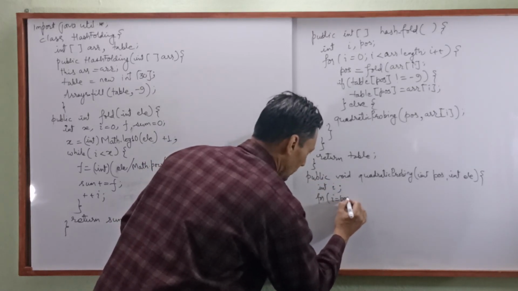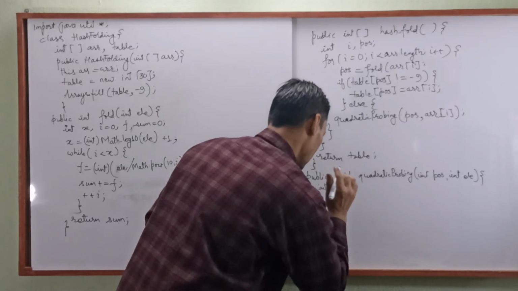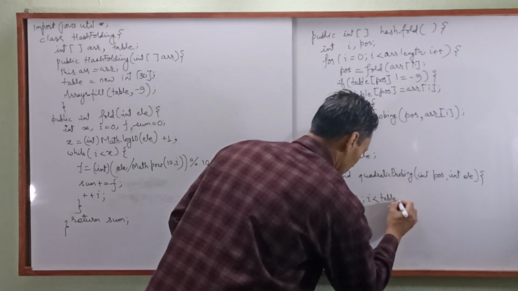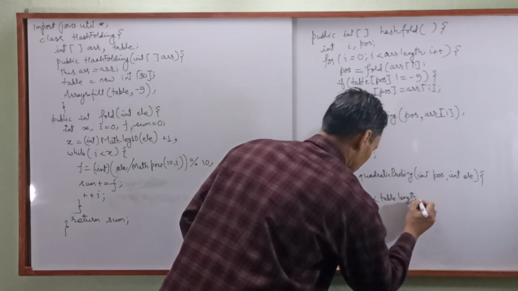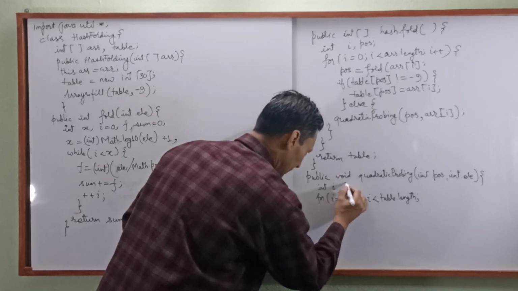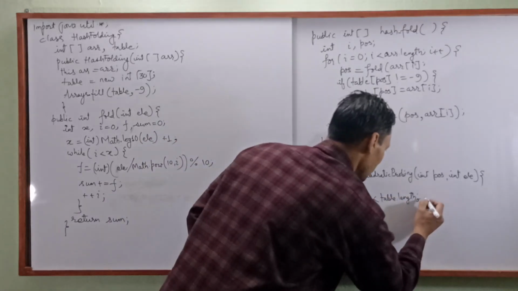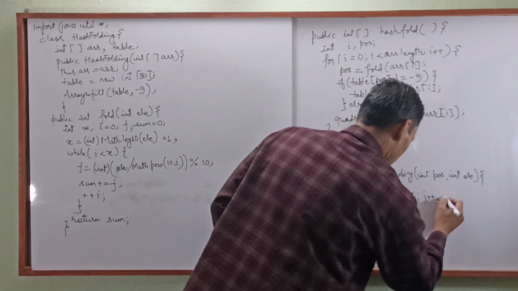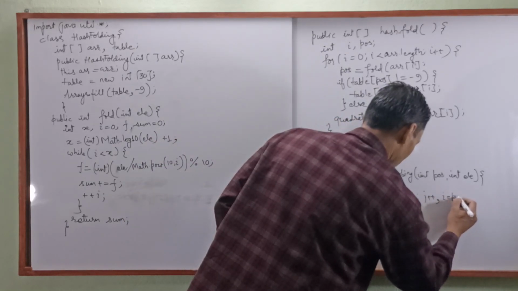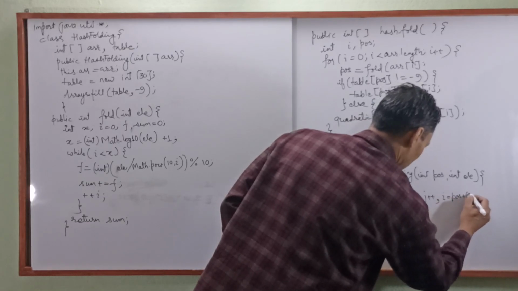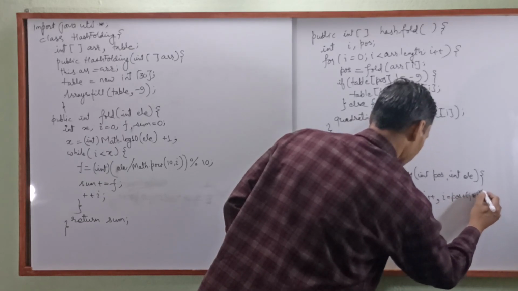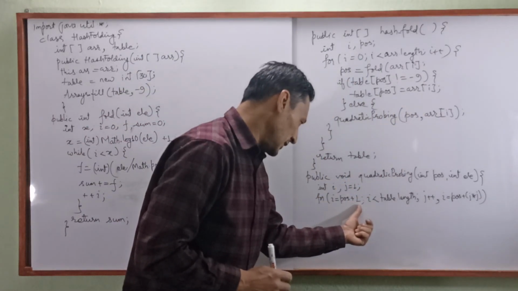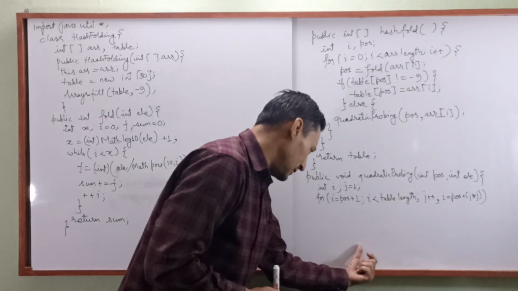I is equal to POS plus 1, then I less than table dot length. Then we need one more variable, j is equal to 1. Then we have to increment j. Then we have to update the value like this: I is equal to POS plus j multiplied by j. If position is 5, then initially this will become 6. 6 is less than table length, so it will be taken inside the body.